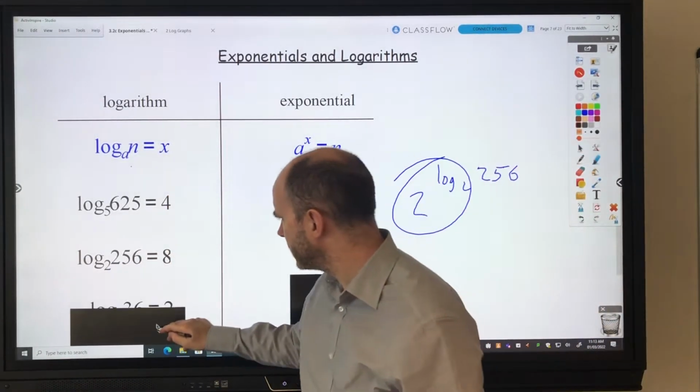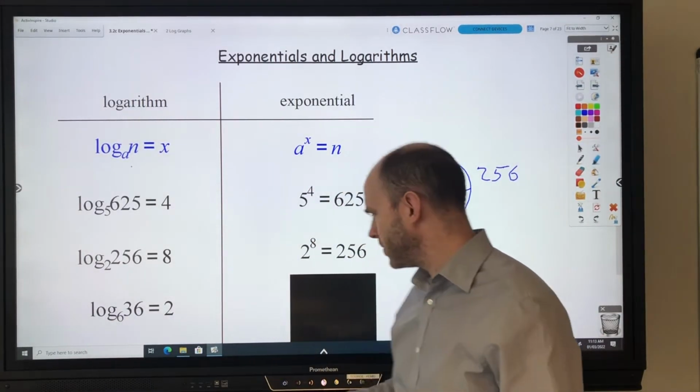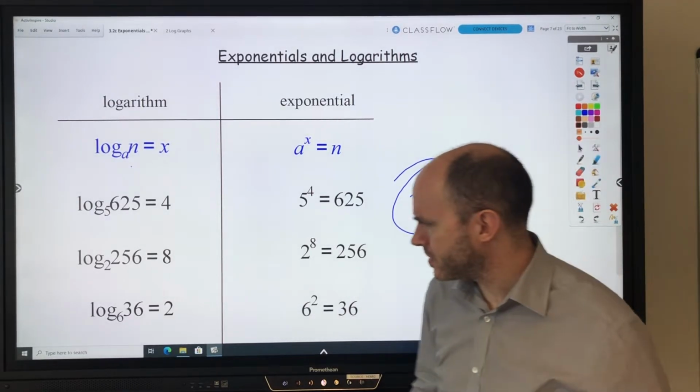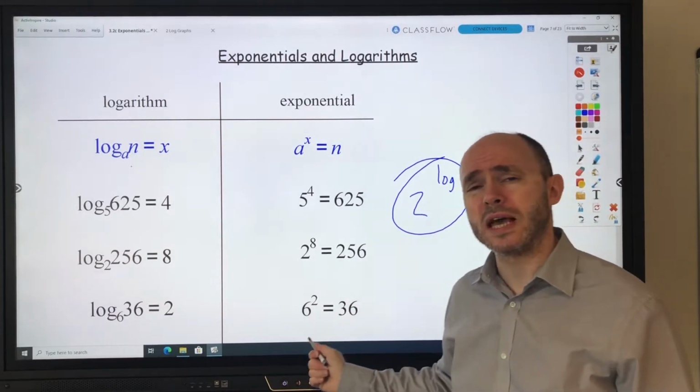And is there another one? Yes, there is. One more. Have a go at that one. Done. Good. There we go. So the base is 6. 6 to the power of 2. 6 squared. And of course that is 36.